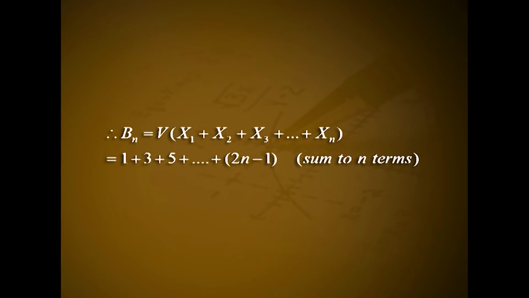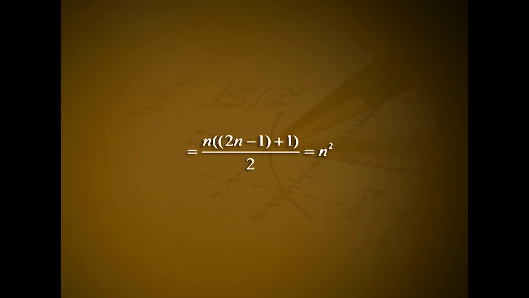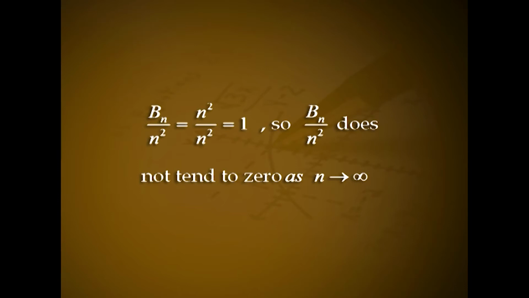Therefore, Bn equal to variance of x1 plus x2 plus x3 plus etc. plus xn, that is equal to 1 plus 3 plus 5 plus etc. plus 2n minus 1, sum to n terms, that is equal to n into 2n minus 1 plus 1 all divided by 2, that is equal to n square. Therefore, Bn divided by n square is equal to n square divided by n square, that is equal to 1.